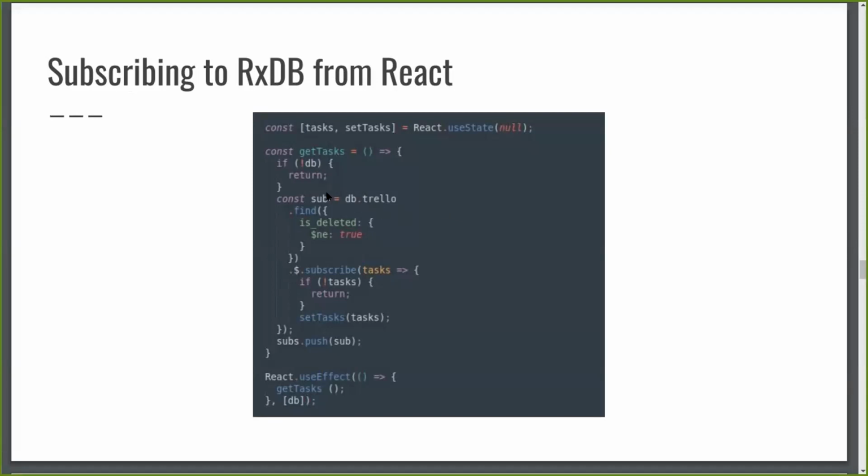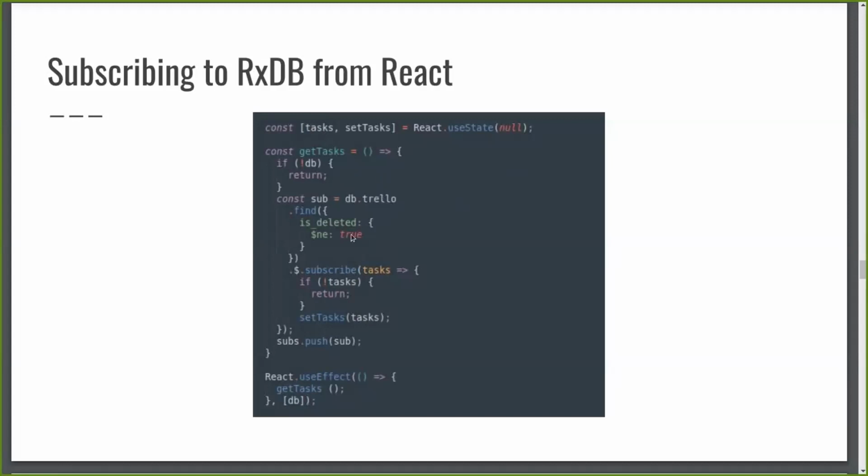So since RxDB is a reactive database, we can make React subscribe to the changes in RxDB. At the root of your application, you'll simply make a query to RxDB, which returns an observable, and then you subscribe to that particular observable. And whenever a change happens, you set the new changes in the React state. The state can be propagated in the child application, and the UI can be rendered accordingly.